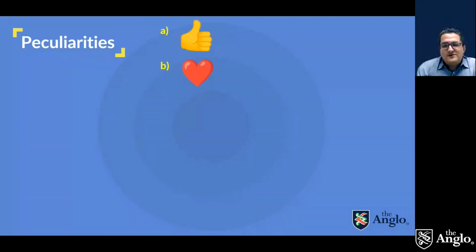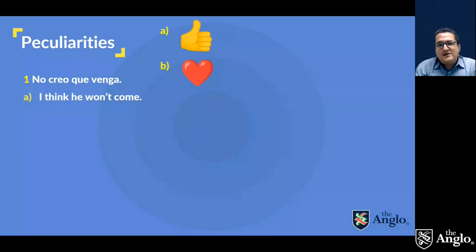So peculiarities, very quickly, guys, react. For all of those who in the following examples think that the correct answer is A, please a thumb up emoji. And for letter B, for those of you who think it's letter B, a heart emoji. All right, let's see. No creo que venga. These are real examples said by real life students. No creo que venga, we have A, I think he won't come, or B, I don't think he will come. So what do you think? A or B?